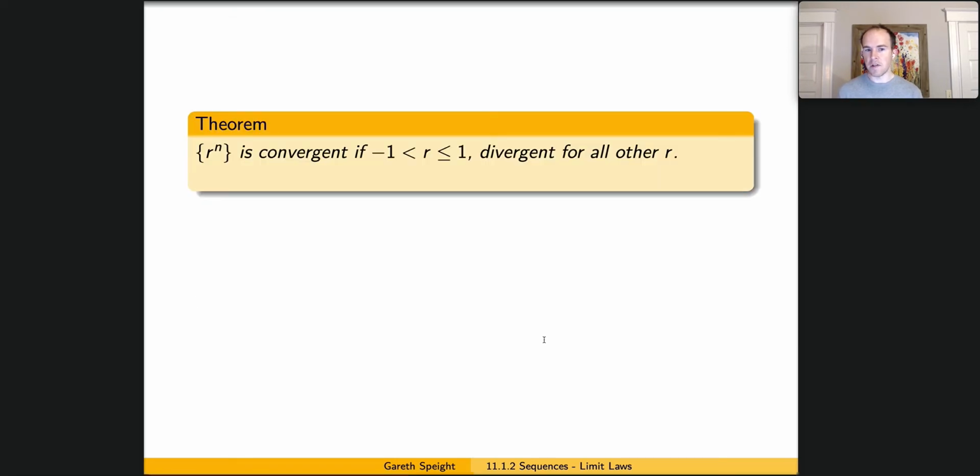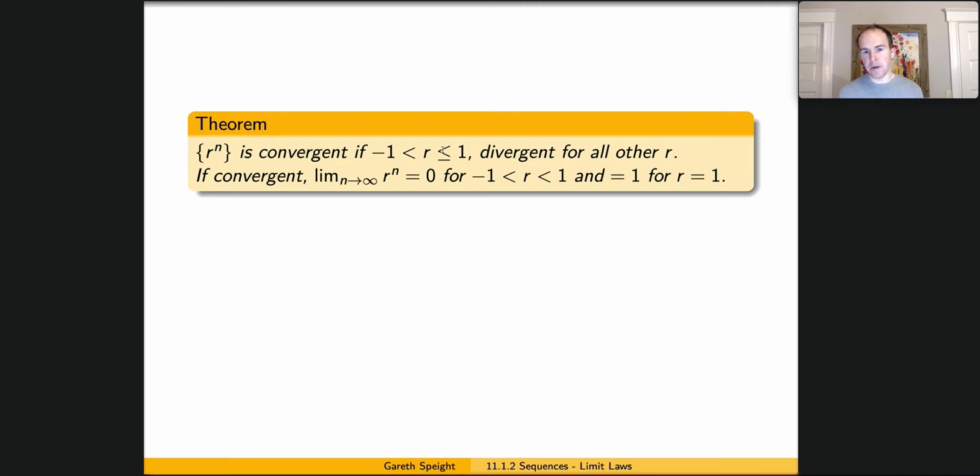Okay, so when does this sequence converge? It converges if r is strictly bigger than -1 and less than or equal to 1. So the geometric sequence converges for -1 strictly less than r, less than or equal to 1, and it's divergent for all other r. If it's convergent, then if r is strictly between -1 and 1, it converges to 0. For instance, as we saw with r equals a half and r equals negative a third. And if r equals 1, then it will converge to 1.